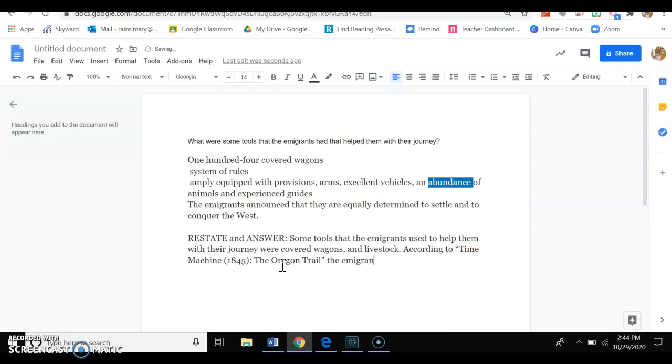The immigrants had, and then I'm actually going to quote from the source because I have it in my evidence right here. They had 104 covered wagons. And then you can put ... if you need to skip some text, because I also need to support the fact that yes, they had covered wagons, but they also had livestock. So then we could put an abundance of animals.